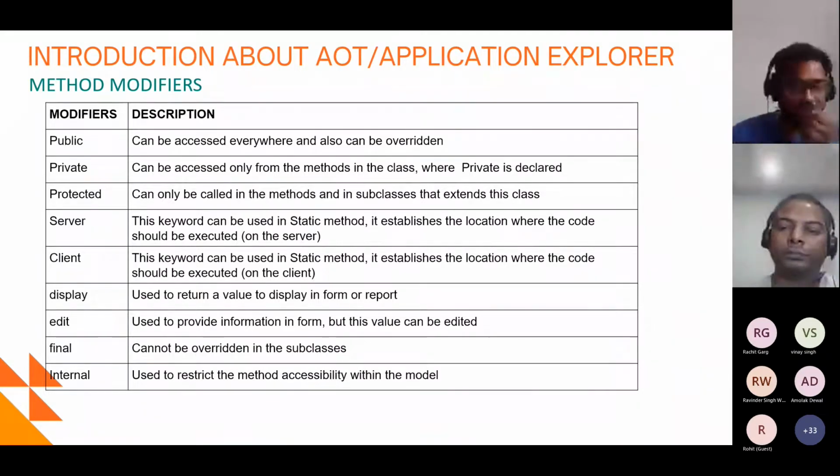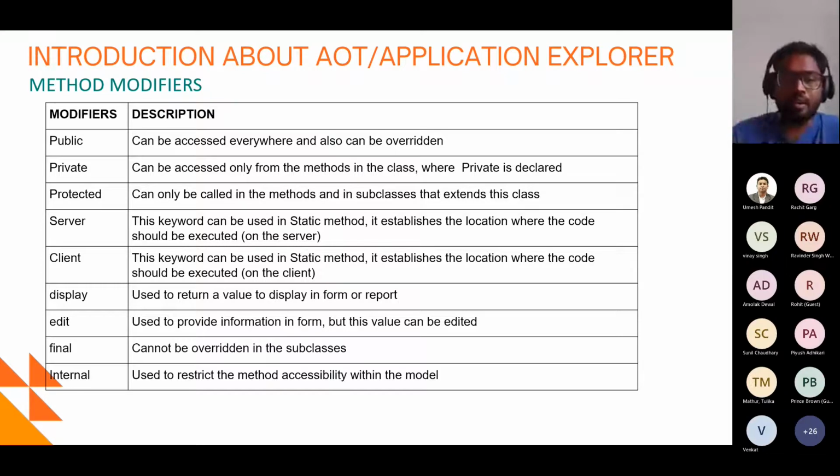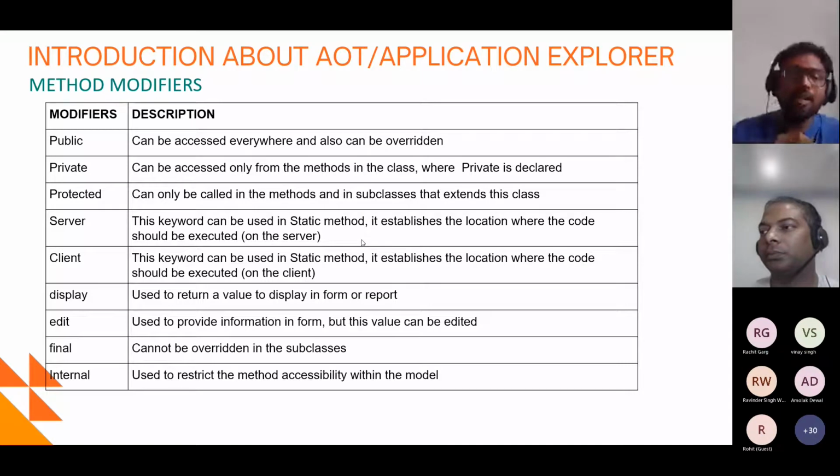And the last keyword is internal. I think most of you would have heard about it. This is to restrict the method accessibility within the model. That means when you write a method and say the method is internal, this method can be accessed within your model. If somebody is trying to extend it or do anything in a different model, it is not going to be accessible. That's the main use of internal.